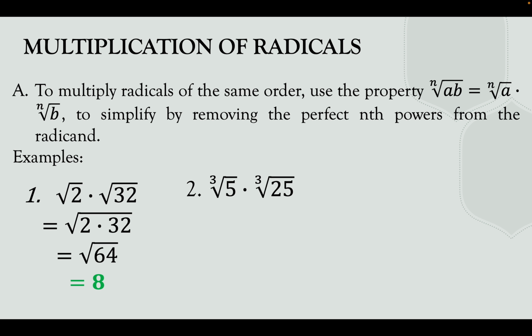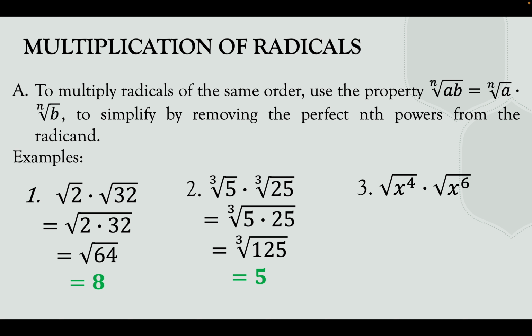Example number 2, we have cube root of 5 times cube root of 25. Since we have the same index, all you need to do is multiply the radicands. So we have cube root of 5 times 25, so cube root of 125. We can change this into exponential form. We have cube root of 5 raised to 3, so we have 5 here.